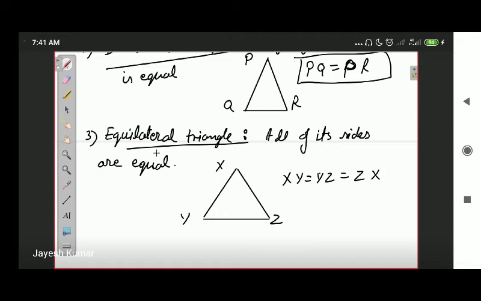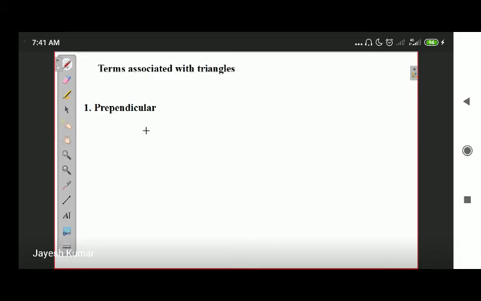Now we have discussed the classification of triangles. Next we are going to discuss some terms associated with triangles. The first term that we are going to discuss is perpendicular. Some of you might already know: if two lines, or line segments, or rays, or one line and one ray, anything like that, make a right angle with each other, then they are called perpendicular to each other.